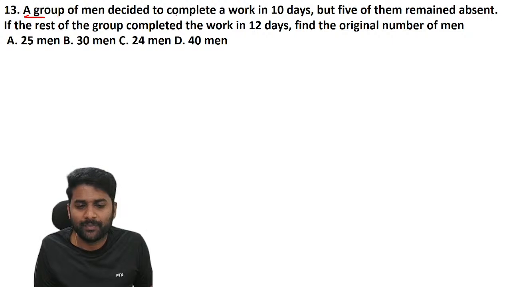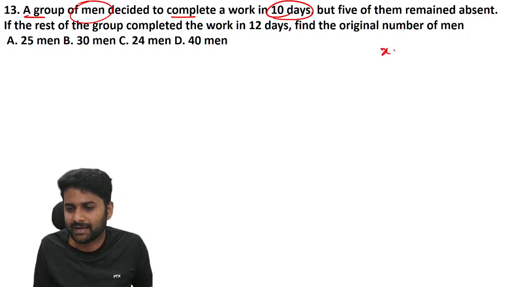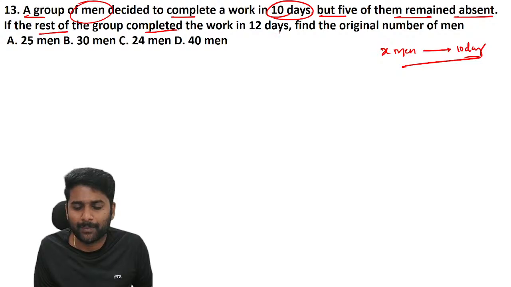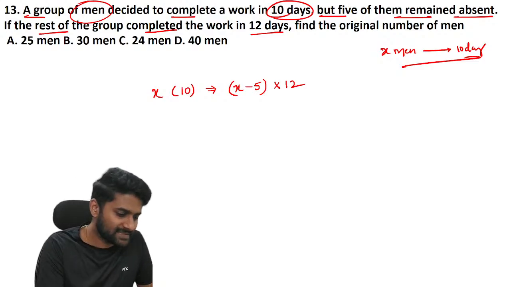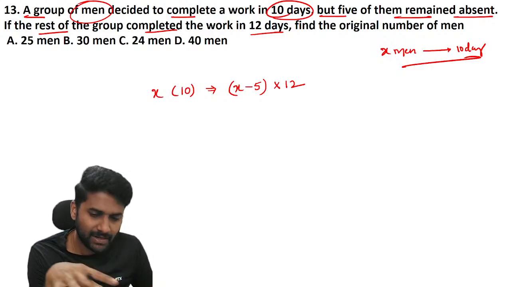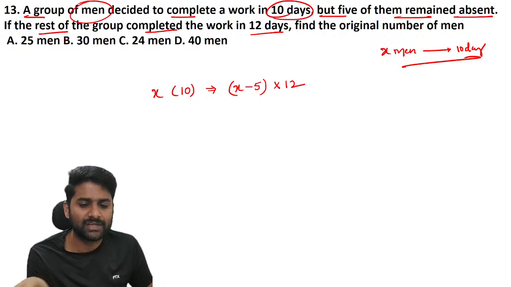Now see, a group of men decided to complete the work in 10 days. We don't know how many men are there. Let's take x men, they complete the task in 10 days. But 5 of them remain absent and the rest of the group completed the work in 12 days. Initially there are x persons, they complete the task in 10 days. But due to 5 persons being absent, now there are x minus 5 people, and the same work is completed in 12 days. Work is the same. So if x people complete the work in 10 days, but 5 are absent, because of that absence the whole work is completed in 12 days.